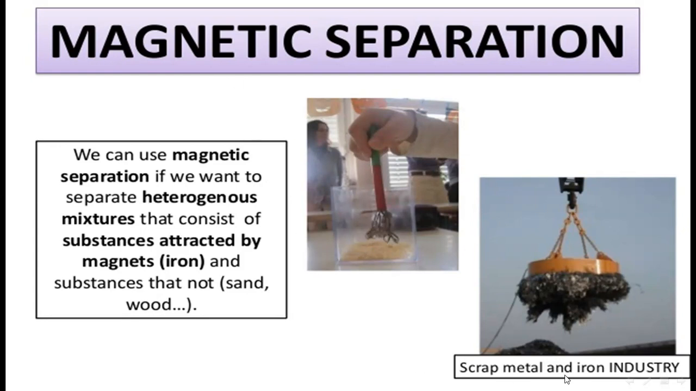Here you see scrap metals and the iron industry. They use it to separate metallic substances from non-metallic substances. So this method is called magnetic separation.